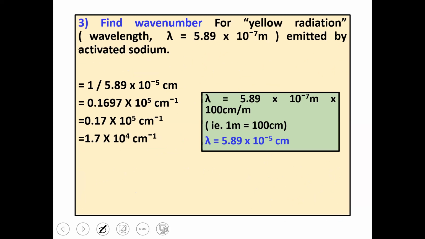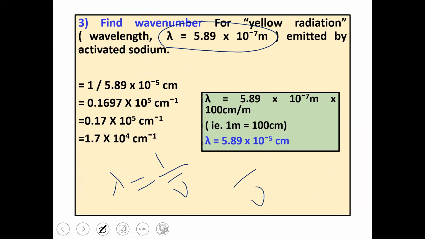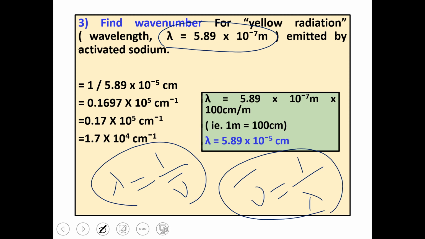So next is how to find the wave number. You are asked to find the wave number provided the wavelength is given. You know that wavelength is related inversely to the wave number. So lambda is equal to 1 divided by the wave number, or you can calculate wave number by this formula, right? This is the relationship, so you have to remember this one.